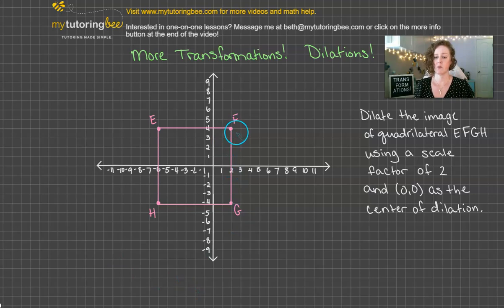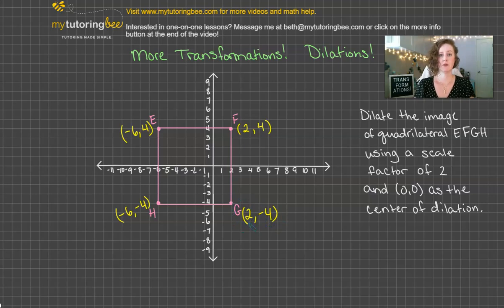Let's start with F. What are F's coordinates? Well, its x coordinate is 2 and its y coordinate is 4. Over here with E, its x coordinate is -6 and its y coordinate is +4. H's coordinate is (-6, -4). And G's coordinate is (2, -4).